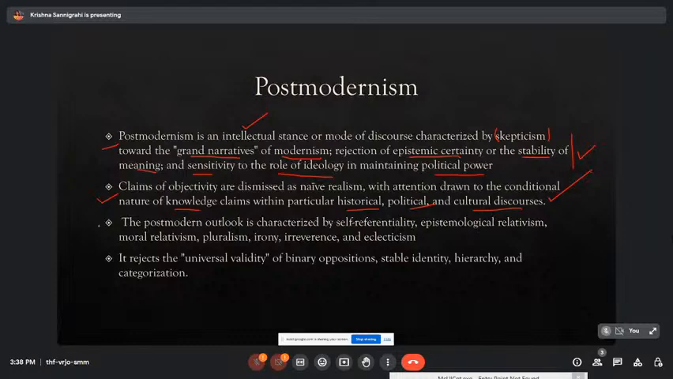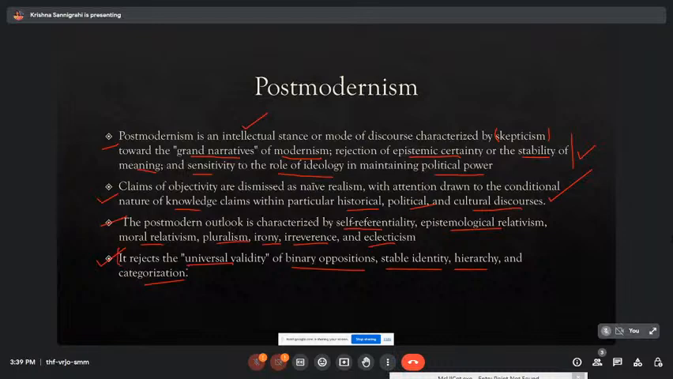Now, the postmodern outlook is characterized by what? By self-referentiality, epistemological relativism, moral relativism, pluralism, irony, irreverence, and eclecticism. It rejects what? It rejects universal validity. Universal validity of what? Of binary oppositions, stable identity, hierarchy, and categorization. So this point is very important, which gives us an idea of what the postmodernists are doing.